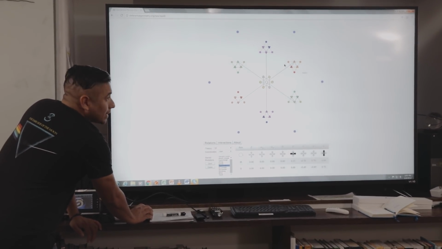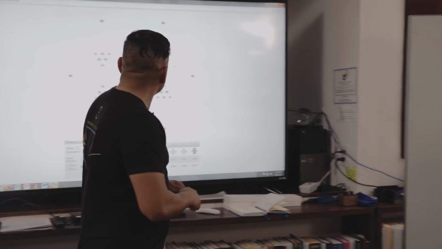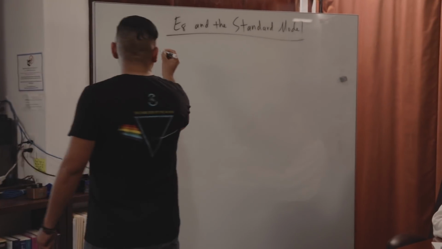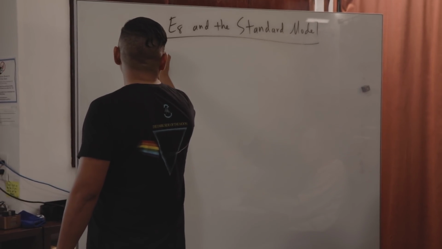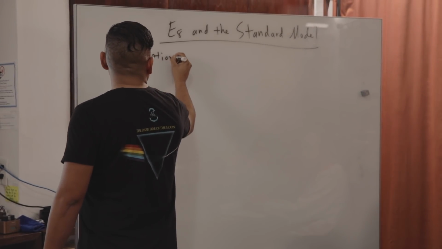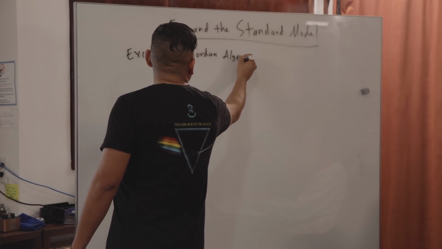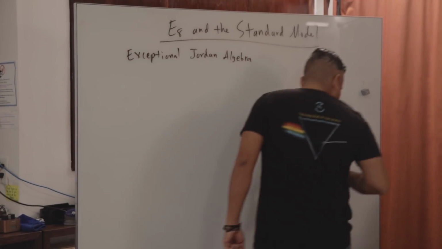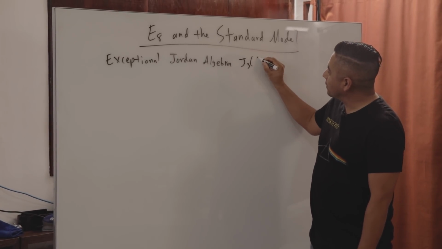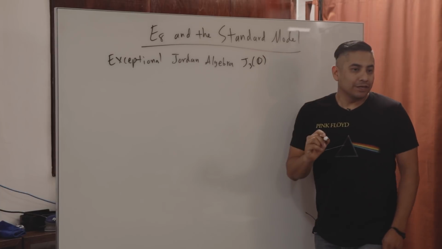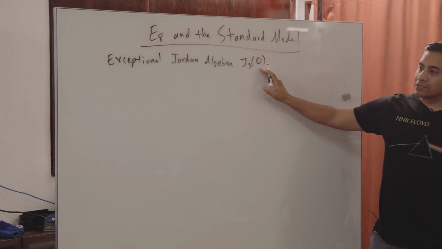Okay, so we'll go back to the algebra now. So what does this look like algebraically? So the 27, we can call that the exceptional Jordan algebra, J3O. They're going to be 3x3 matrices over the octonions.